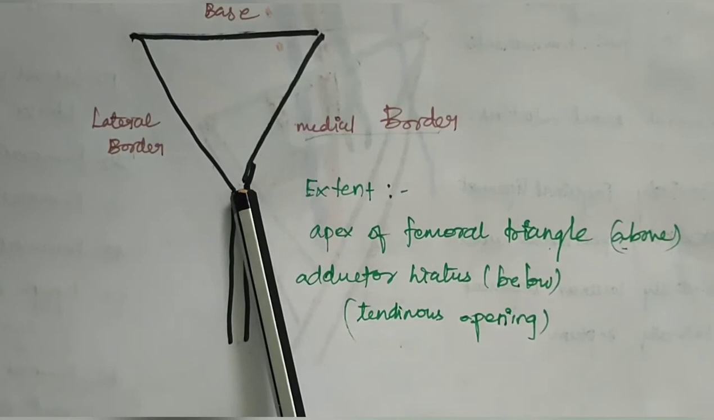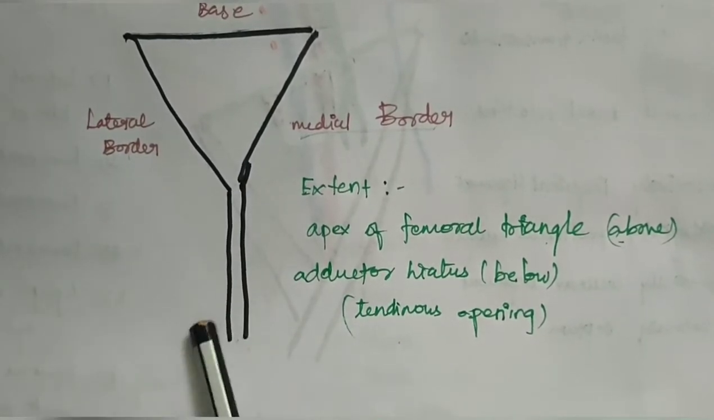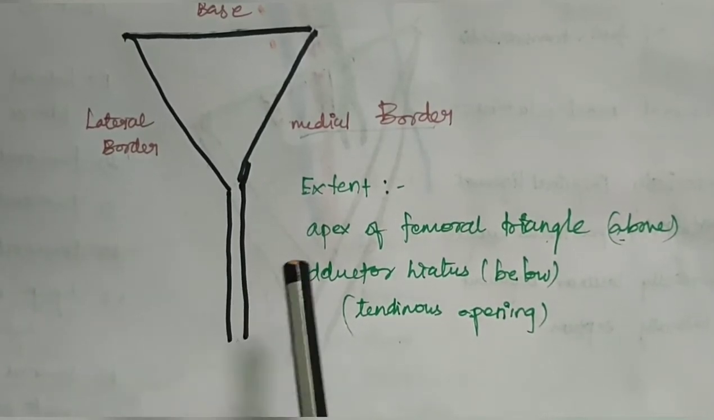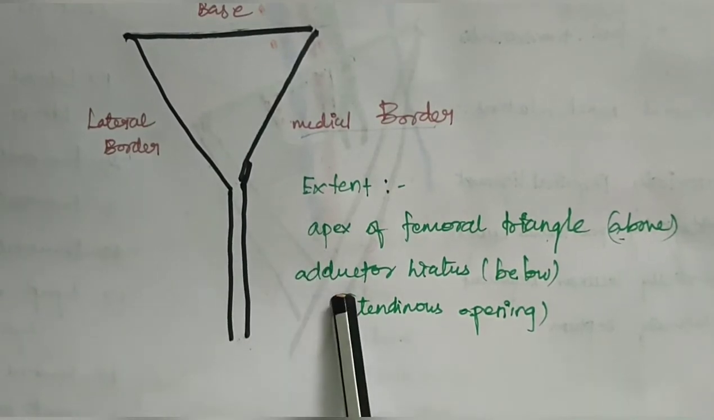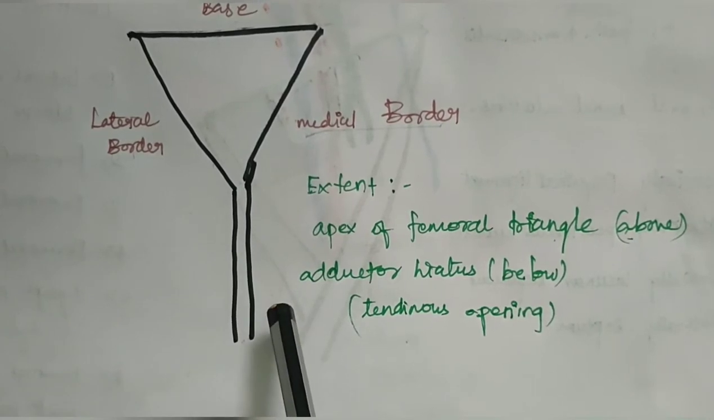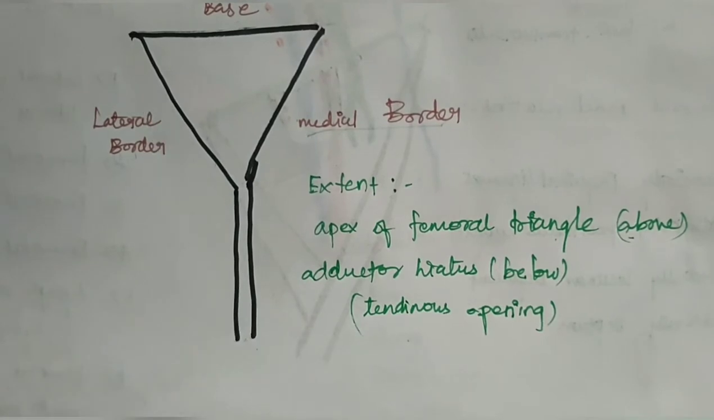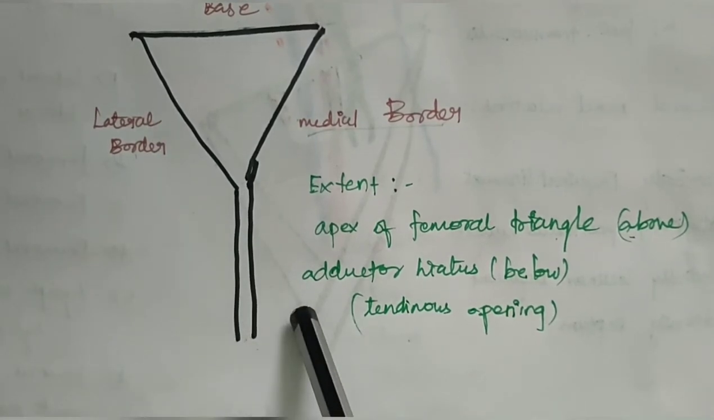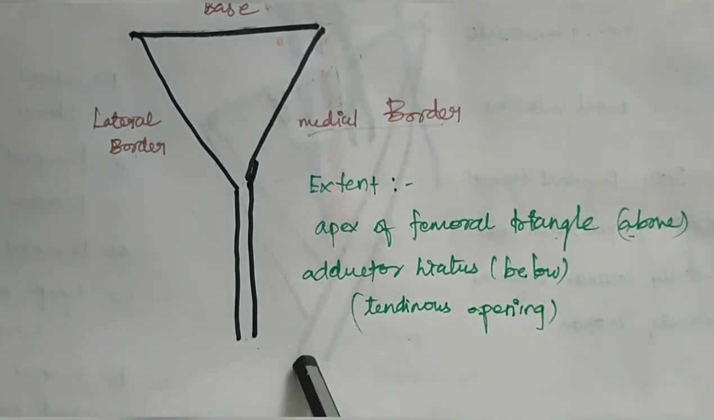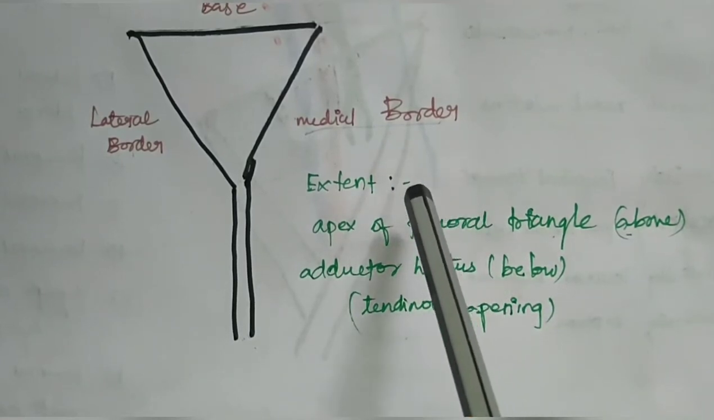The apex of the femoral triangle is above, and below is the tendinous opening, that is the adductor hiatus, which is present in the adductor magnus muscle. We already know that the adductor magnus muscle has two parts. One is the adductor part and the other is the hamstring part. The hamstring part originates from the ischial tuberosity and the adductor part originates from the ischiopubic ramus.